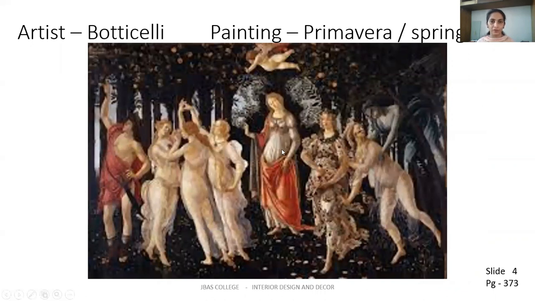The next example of Botticelli is this painting Primavera, which is also called Springtime. Here he has shown the celebration of spring, how the entire community is so happy celebrating the spring. You can see the flowers and the fruits on the tree, you can see the cupids flying, and Venus in the center, and all of them are engaged in celebration.